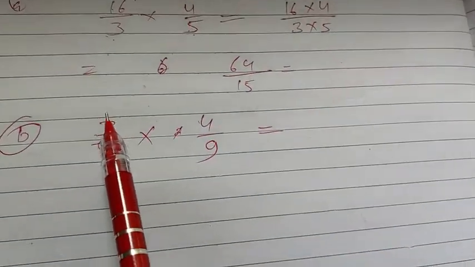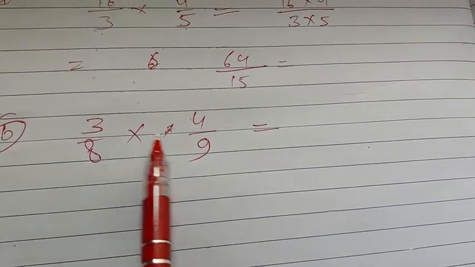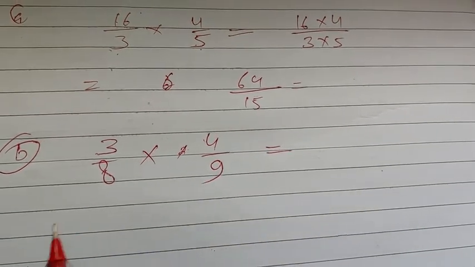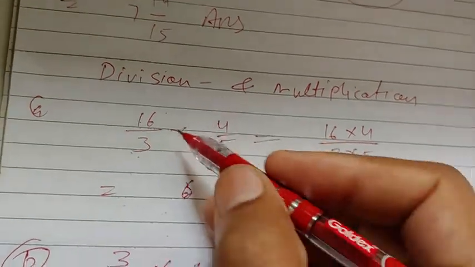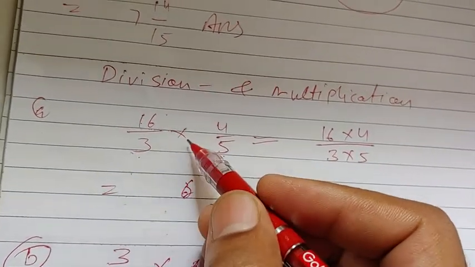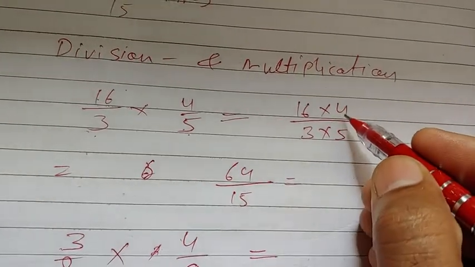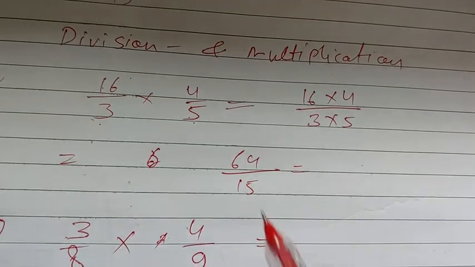See here, 3 upon 8, 4 upon 9. 3 and 9 have a relation: 9 is a multiple of 3, and 8 is a multiple of 4. So here the cancellation process will be done. First, we will do this 16 by 4. Just multiply the numerator with the numerator and the denominator with the denominator. So 16 into 4 upon 3 into 5, and we get 64 upon 15.